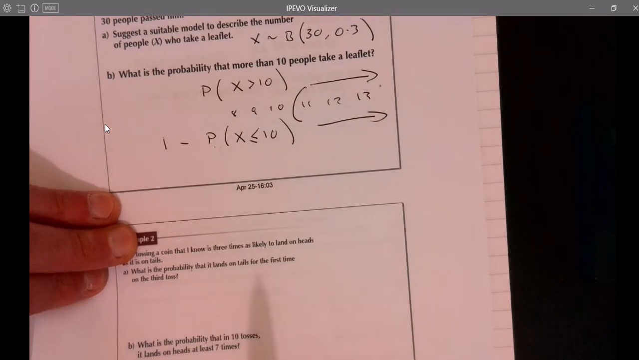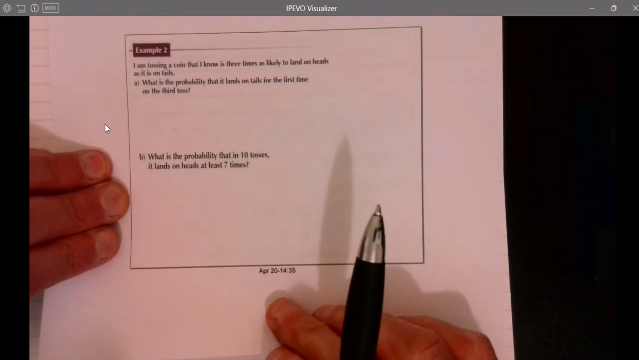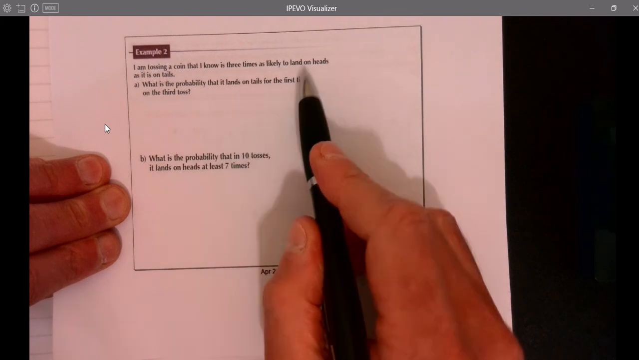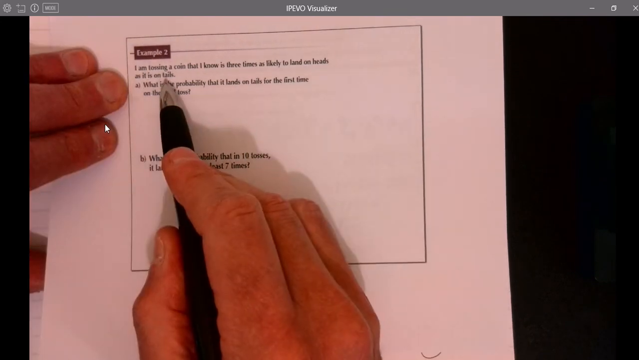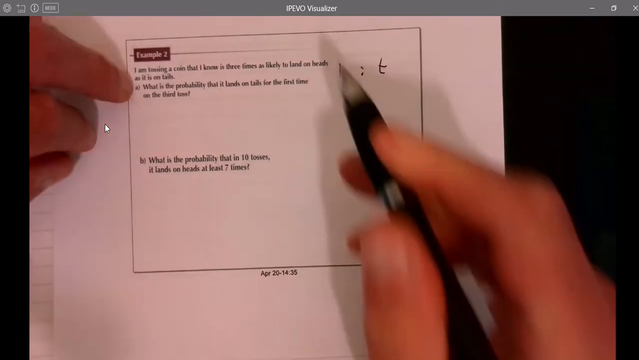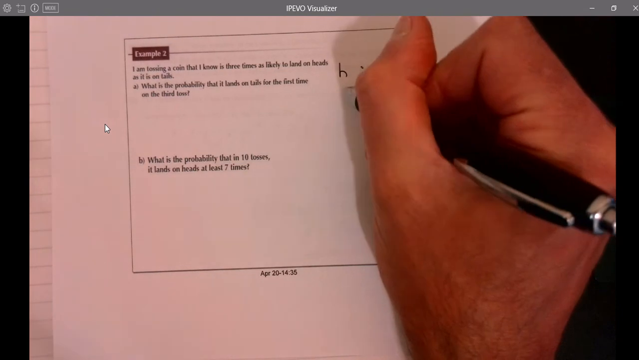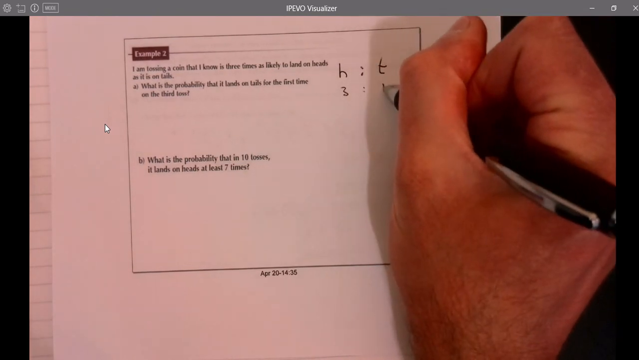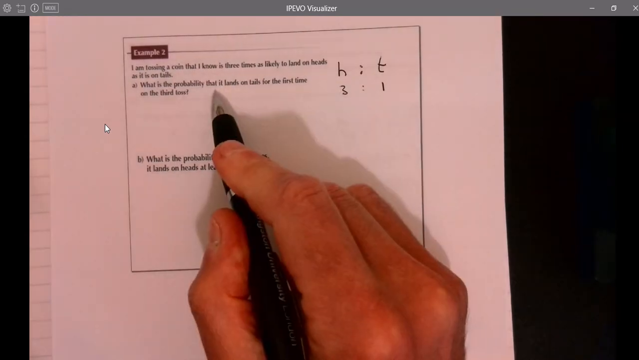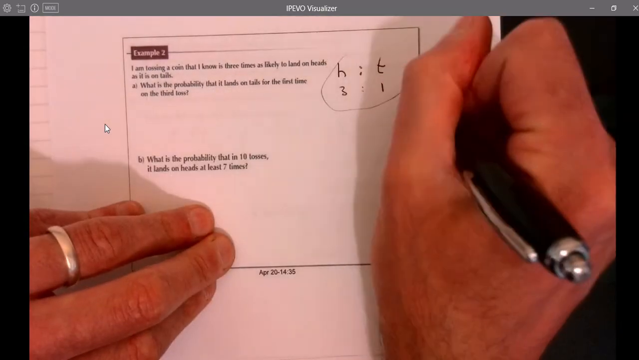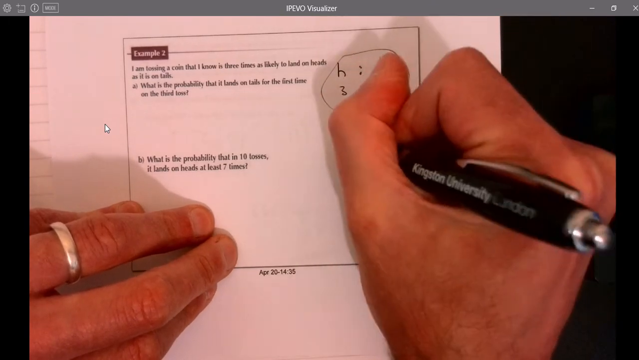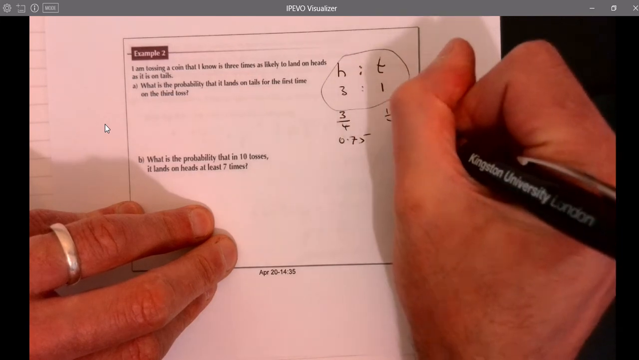Alright. And then our last example. Toss the coin. I know it's 3 times as likely to land on heads as it is on tails. So it's expressed a bit like a ratio, hasn't it? So I'm tossing a coin. I know it's 3 times more likely to land on heads as it is tails. Okay, so I could write it like that. So if I talk about a single go, heads is three quarters of the time, 0.75. Okay, tails is 1/4, 0.25.